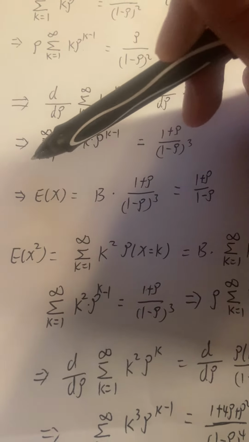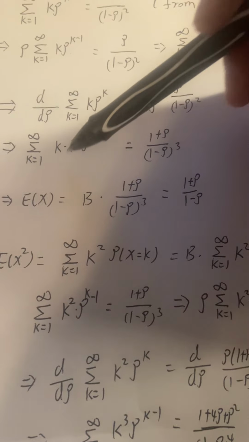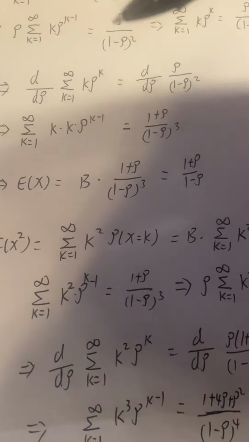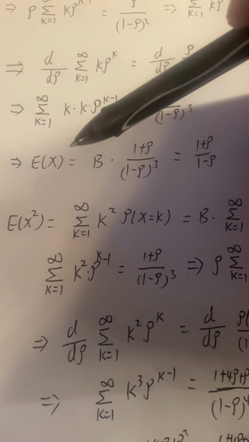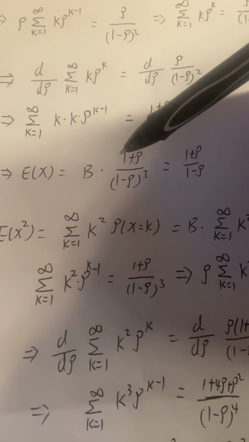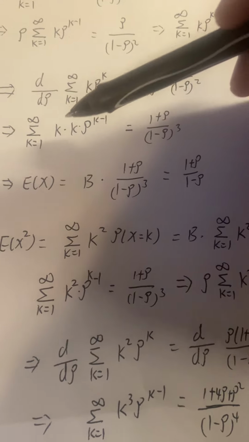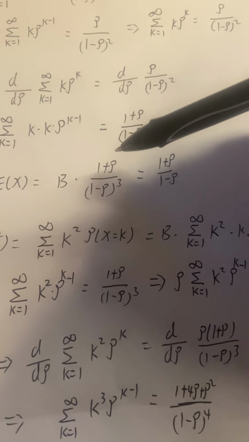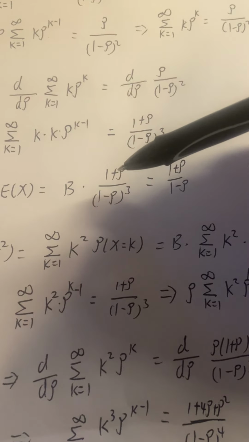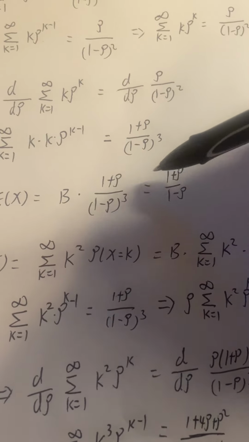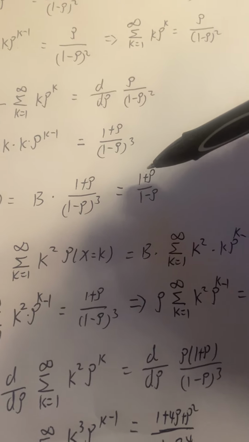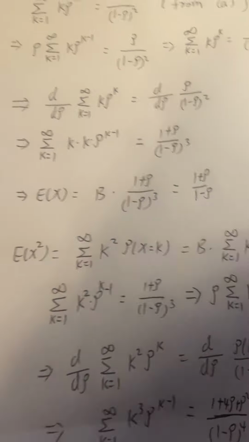We notice that we can use this term to calculate the expected value. So the expected value is b times this term, which will be 1 plus p over 1 minus p cubed, and the final result will be 1 plus p over 1 minus p.